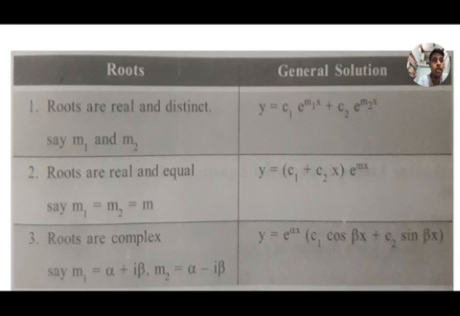This is the working rule for the given differential equations. 3 steps. First, write the equation in the symbolic form. Next, write the auxiliary equation and solve for m. You get two roots. And third step, the nature of the roots. We have different solutions, 3 solutions. Write the solution. Now let us go for the problems.